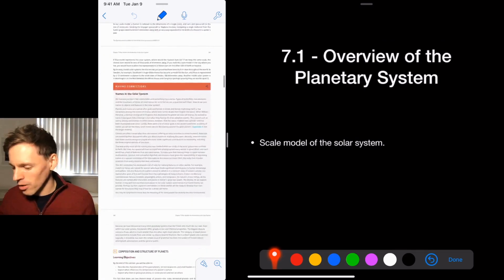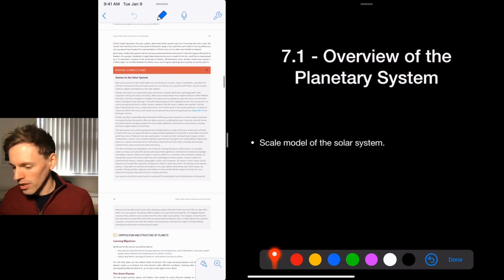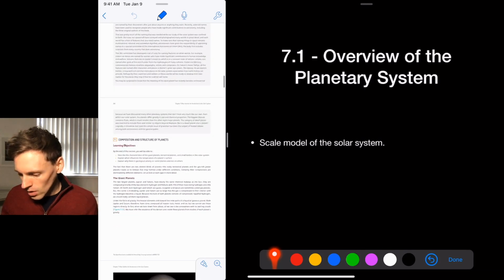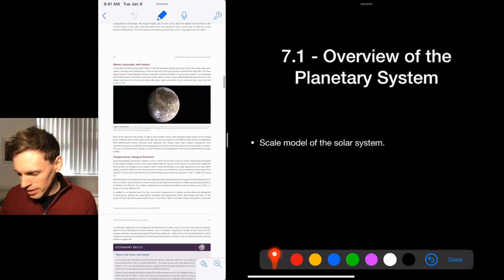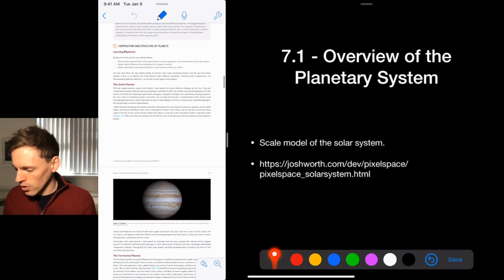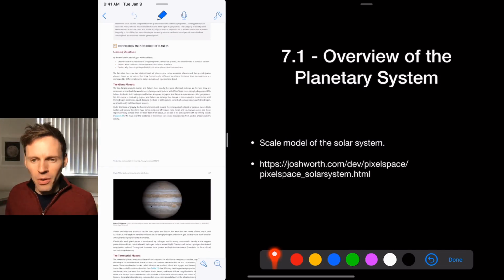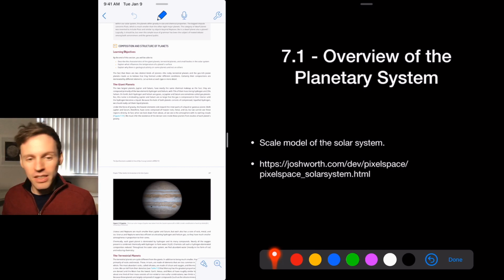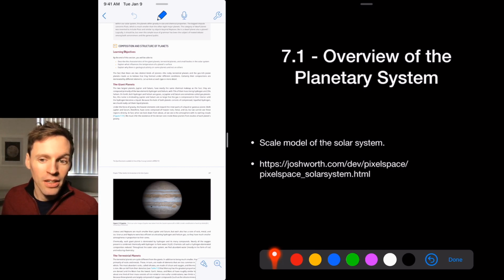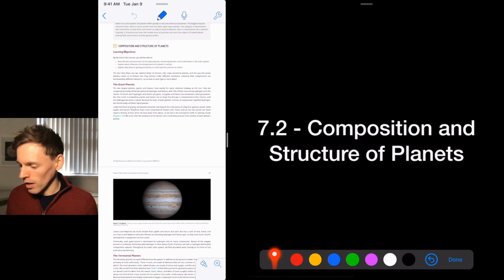Okay, then there's a scale model of the solar system here, and for this, what I want you to do is go to this website. You can do it now or later, but this is a really fun way to get an idea of the emptiness of space. It's basically if the moon was the size of 1 pixel on your screen, how far apart would all the things be? Okay, so it's pretty wild.